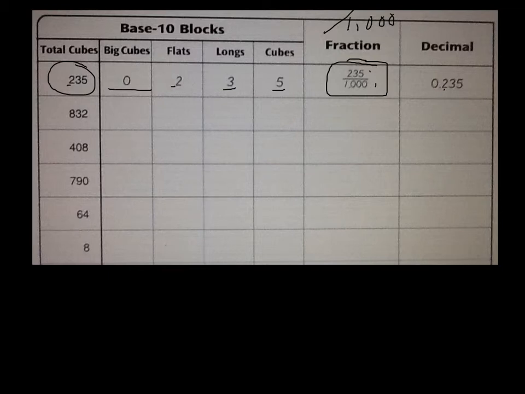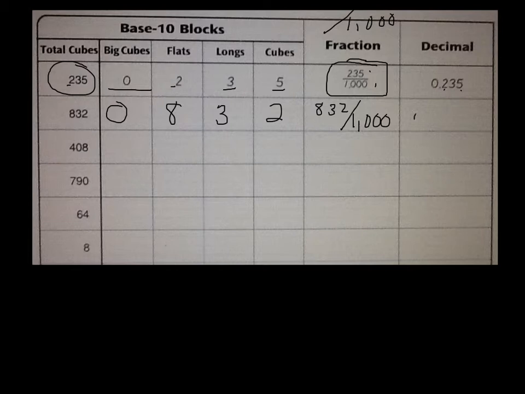So we write 235 and we end in the thousandths place. Let's try the next one together. In 832, there are 0 cubes. The 8 is in the hundredths place, so it's a flat, 3 longs, 2 cubes. So we write our fraction out of 1,000. 832 out of 1,000. When we read that, it's 832 thousandths.